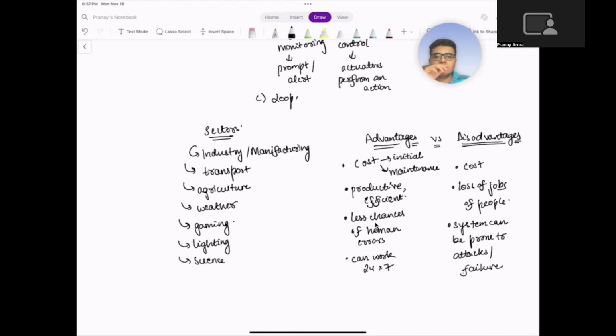Obviously, it's an automated system. Machines do not always work as expected. They can crash, they can get laggy, they can get buggy, there can be bugs in the system. So the system can be prone to attacks or the system can fail also. These are some general advantages and disadvantages which will help you to understand how automated systems work. Let's move on to the next sector of the chapter, which talks about robotics.